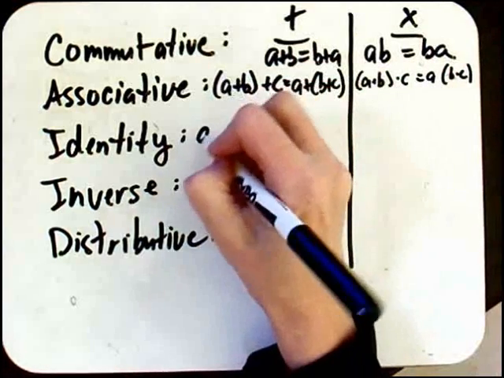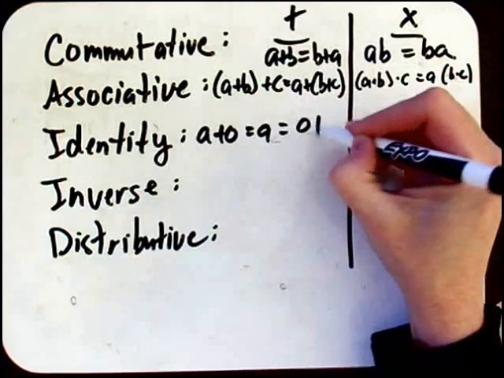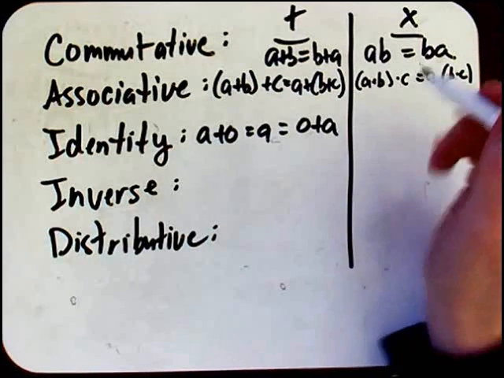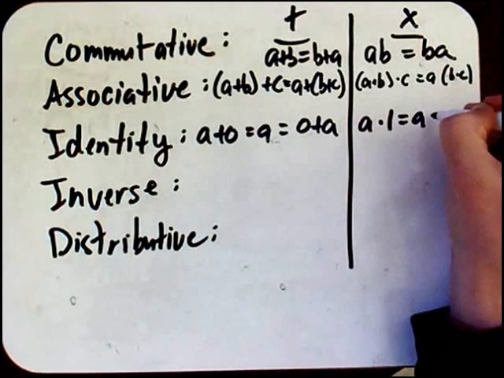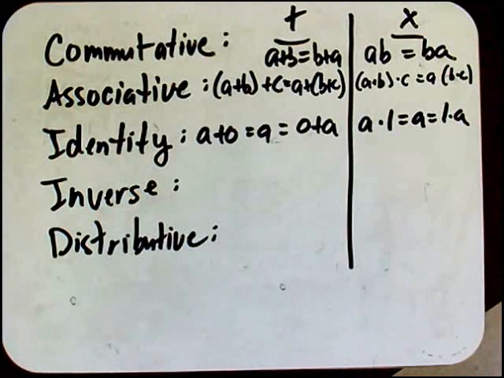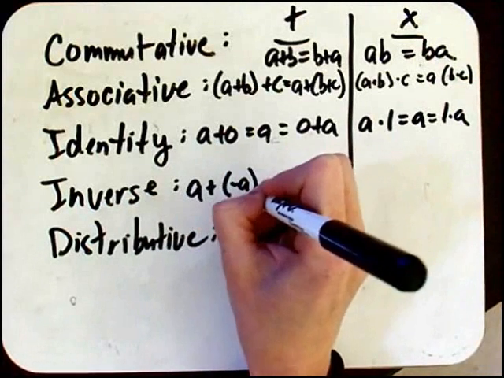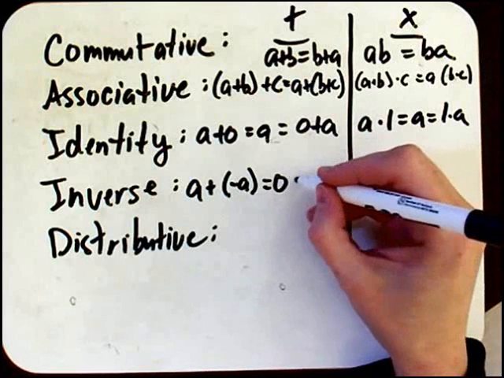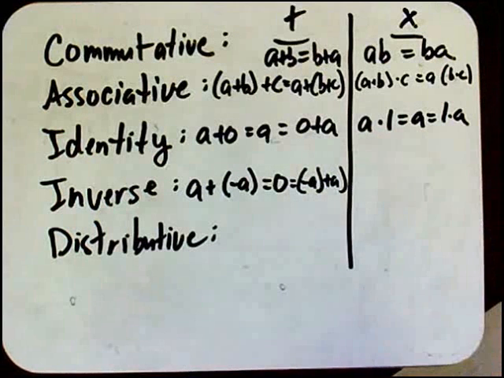Identity. A plus 0 equals A equals 0 plus A. So whether it's 0 plus A or A plus 0, it's always going to equal A. And for multiplication, A times 1 equals A equals 1 times A. So any number times 1 equals the number. Inverse. A plus open negative A close equals 0. And we do the same thing. Open negative A plus A also equals 0.